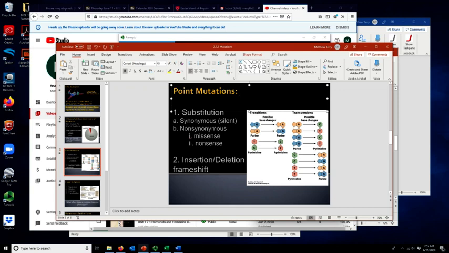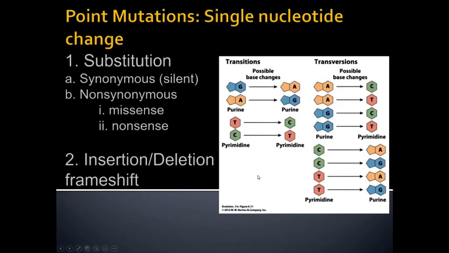So point mutation here, you should write down, is a single nucleotide, you could say base pair, but a single nucleotide change. Okay, that's a point mutation. And we have two main categories here that we're going to talk about, a substitution and an insertion deletion. Now within substitution, we have two main categories and then two more subcategories. A synonymous mutation is also called a silent mutation. These are mutations that have no impact at all on the phenotype.